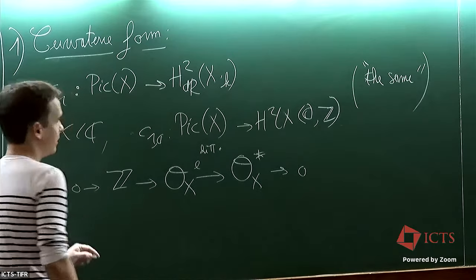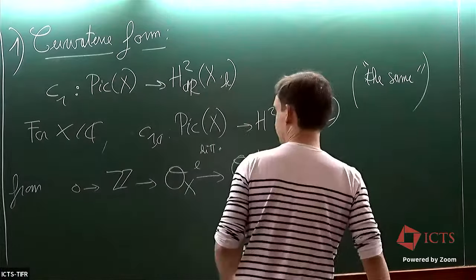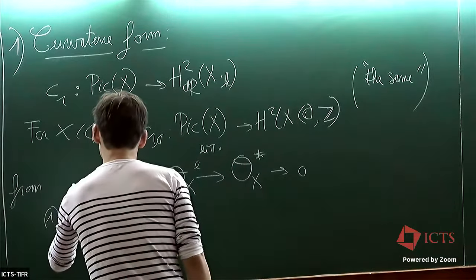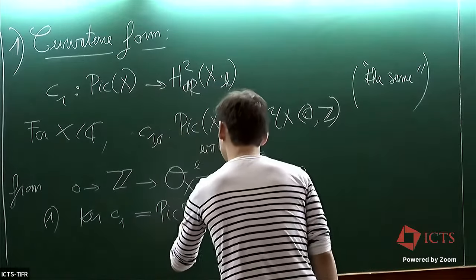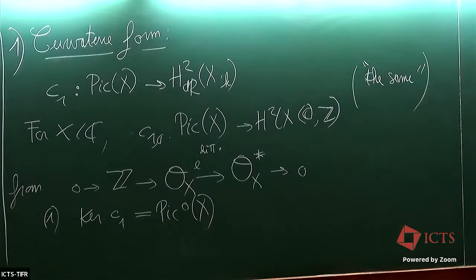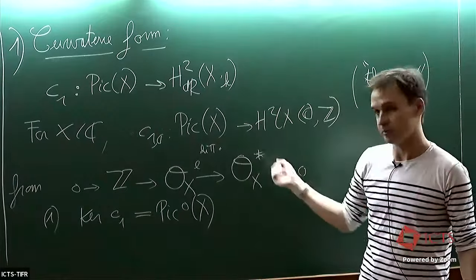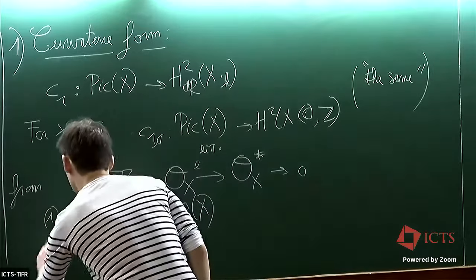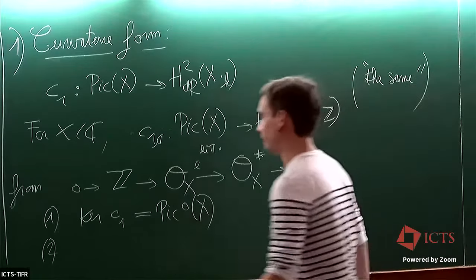From this, and you don't have to remember much more about this, except that first off, the kernel of the Chern map is actually something you know, which is Pic 0 of X here. I actually could not find a proof of this in this context over general K. I know how to do it by going through C, but maybe if someone knows a formal proof, I'd be happy to hear about it.